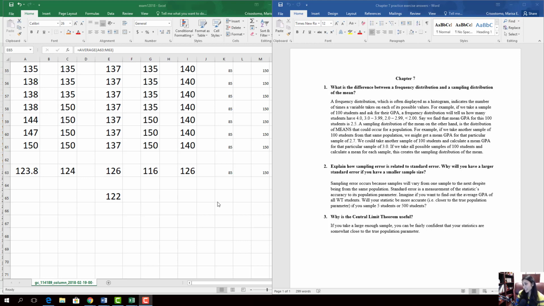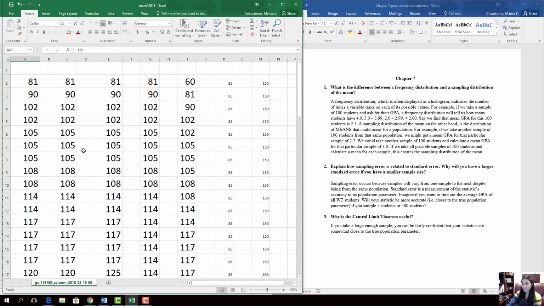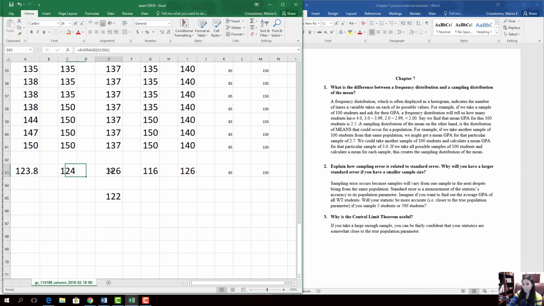Okay, question number 2 is explain how sampling error is related to standard error. Why will you have larger standard error if you have a smaller sample size? So remember that sampling error is the degree to which samples will vary from one to the next, even though you're sampling from the same population. So even though all of these students are my students and I'm sampling from the same population, these samples vary from one sample to the next. We're not taking the whole population, so our samples will be different.